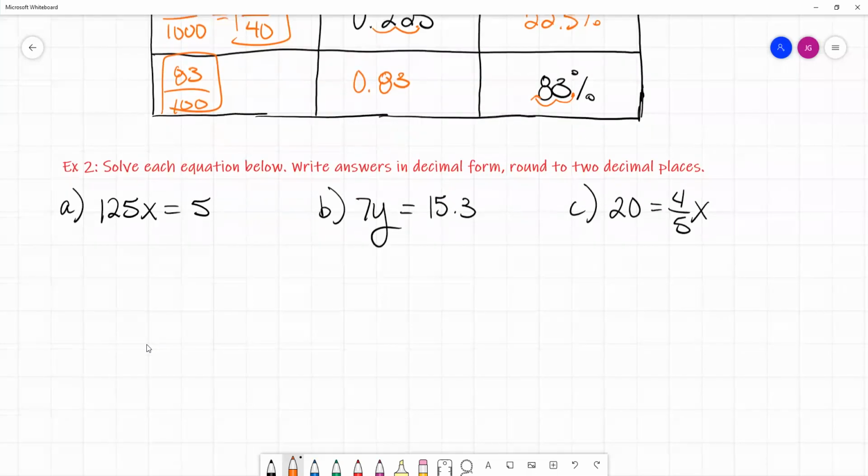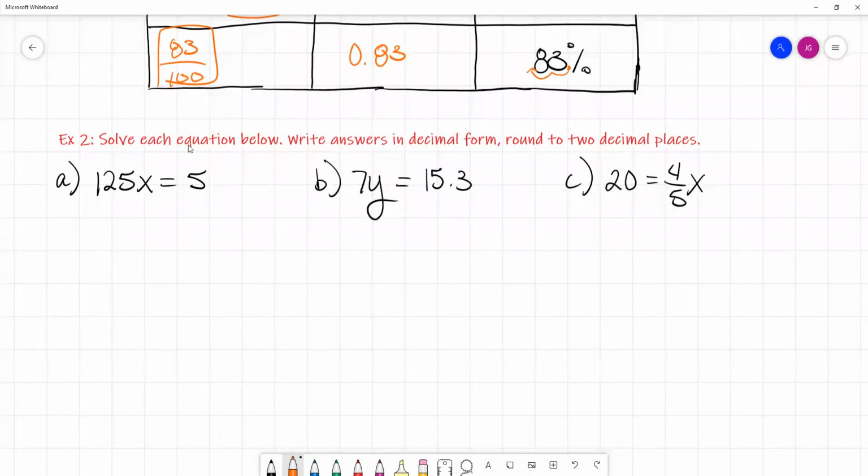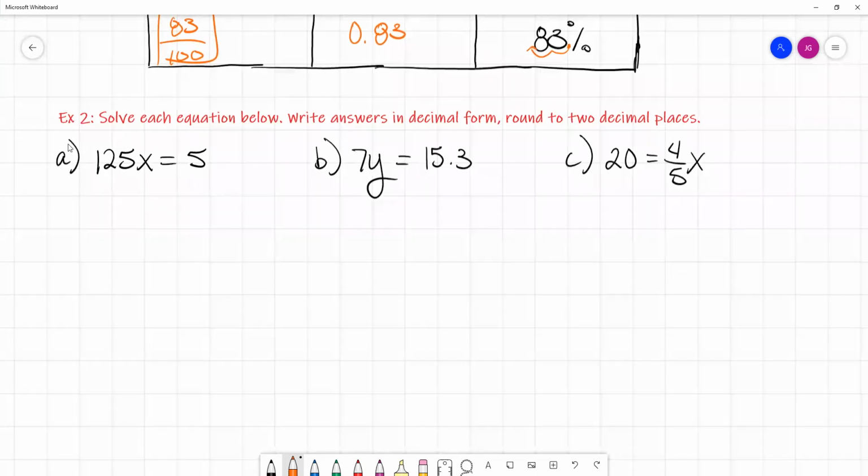This next example is designed to give us a little bit more review of solving equations because we're going to be solving plenty of equations this semester. And I think the skill that gives college math students the hardest time is getting rid of the number next to a variable, especially like in part C where it's a fraction. So let's start with A first.